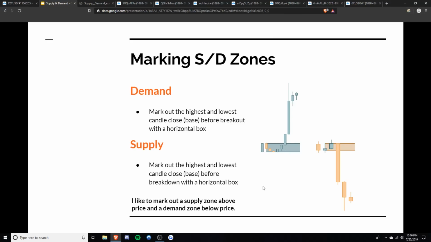Another thing, whenever I'm marking supply and demand zones, is it's always nice to just have a supply zone above price and a demand zone below price, since you think it's likely gonna head in either one of those directions, and you'll be prepared to trade from one of them. And it just gives you a good gauge on where you think price is going and where it's headed from.